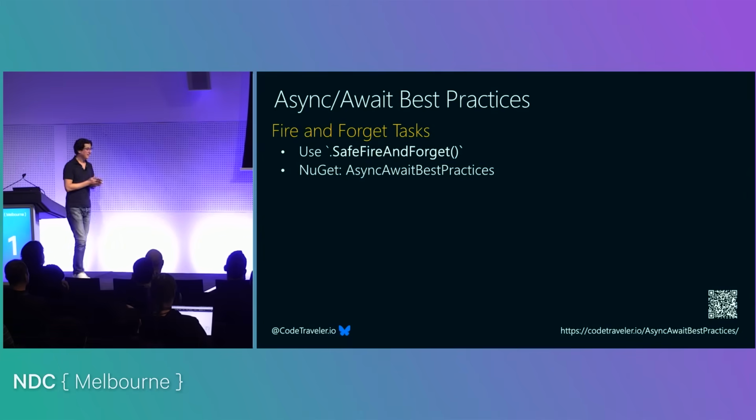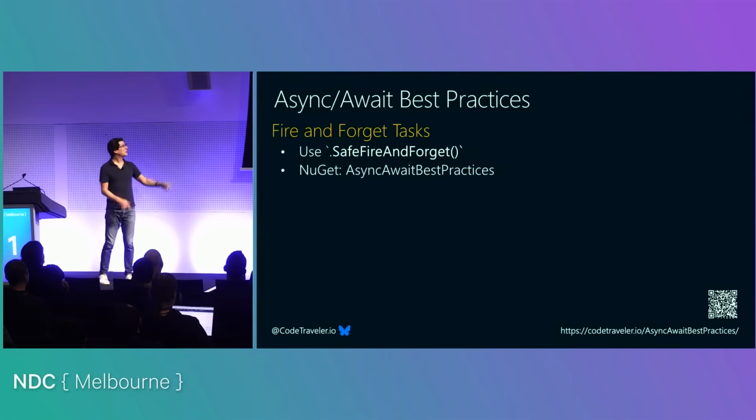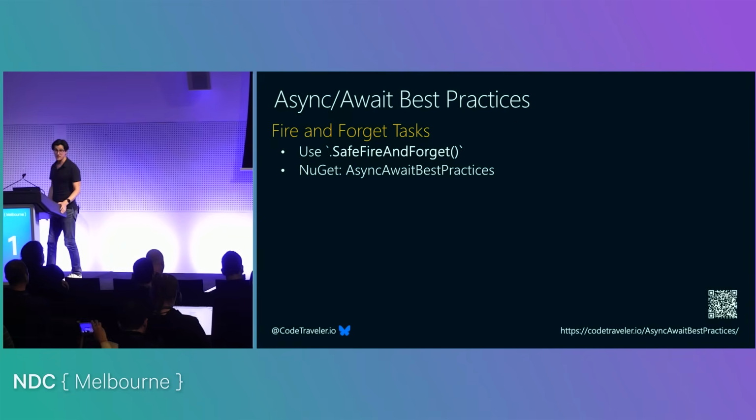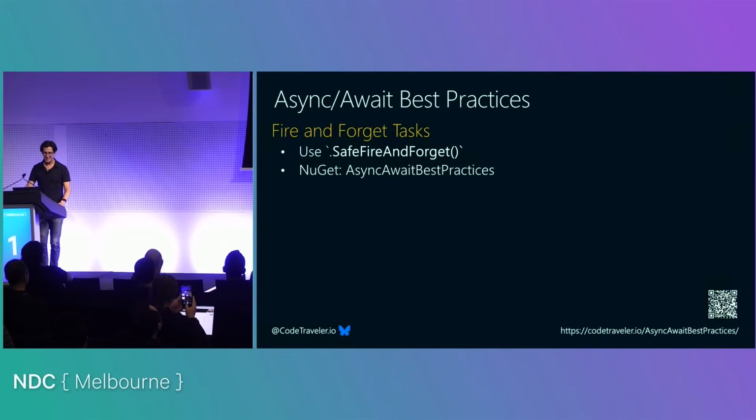Fire and forget tasks. Again, I know I'm biased, but you can use SafeFireAndForget. It's available on NuGet as AsyncAwaitBestPractices. It's also an open source MIT licensed library. If you just want to copy that little extension method, you're more than welcome to. But again, avoid async void. It is dangerous. I think we all know why now. But what's nice with SafeFireAndForget is you have this explicit in-your-face call that says, I know this is going to run in the background, and I know my code's going to continue.